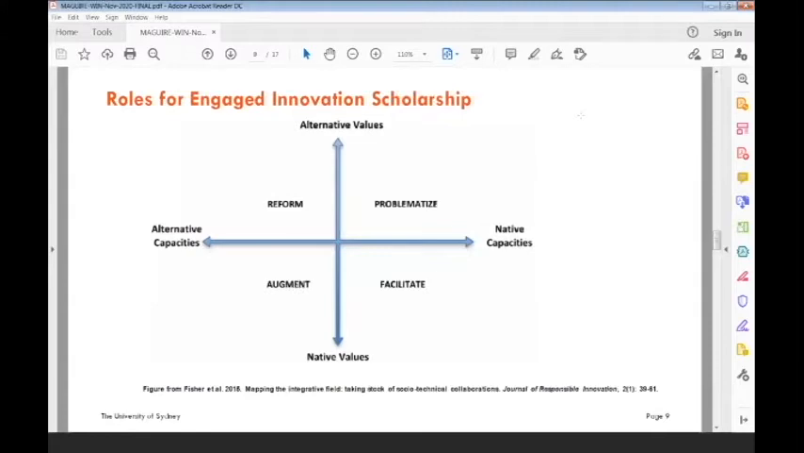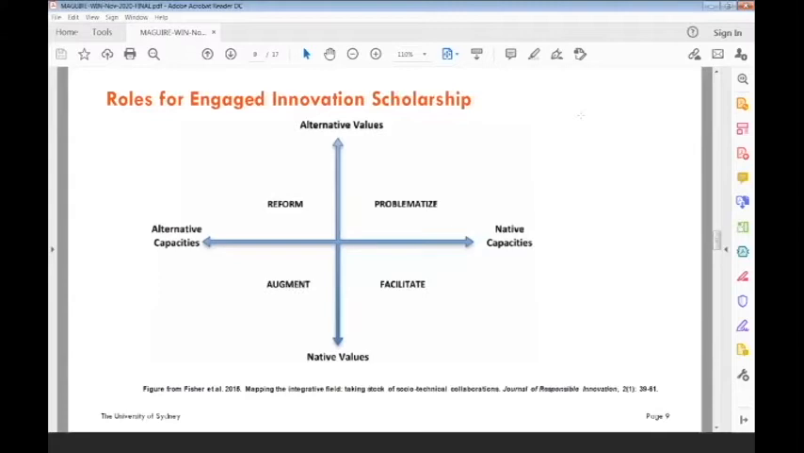In the lower left quadrant is augment, so bringing some new expertise or capacity. So for example, bringing design thinking with a focus on users and customers, bringing business model development skills and expertise. Upper right, problematize. Here, the goal is simply to make scientists more reflexive about values that they may be overlooking as they carry out their work. Additional considerations.